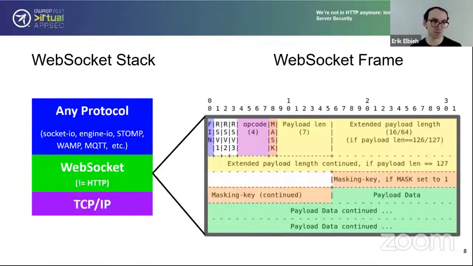Let's look at the WebSocket stack on the left. We can see that the WebSocket layer is pretty much a drop-in replacement for HTTP, occupies the same location in the stack, and you can even have protocols on top of WebSockets. On the right, we see a WebSocket frame, and the green section is the payload data. And you can see that that's the majority of a WebSocket frame. So we're really focusing on the data with minimum overhead.